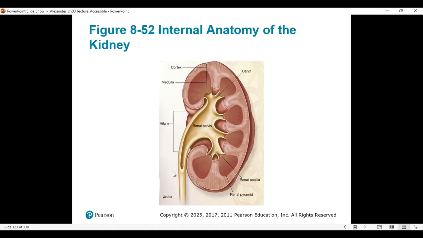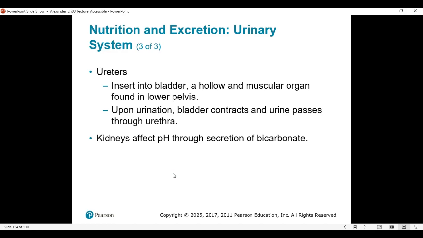Nice picture of a cross section of a kidney. Ureter is inserted in the bladder. It's a hollow muscular organ found in the lower pelvis. Upon urination, bladder contracts. Urine passes through the urethra on out to the penis in the males or the vagina in the females. Kidneys affect the pH through secretion of bicarbonate. So if we have a lower pH or an acidic pH, the kidney will release bicarbonate to bind with it to neutralize it.